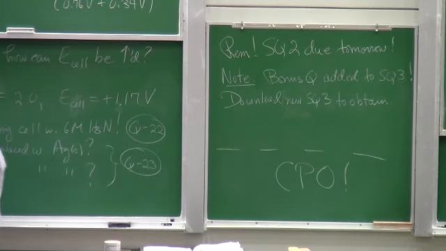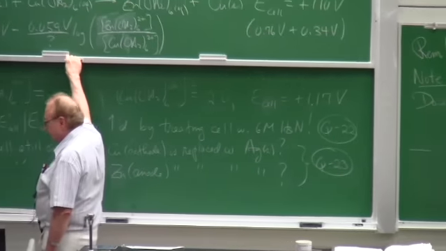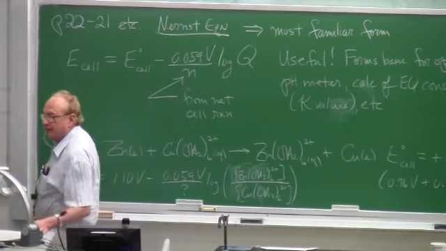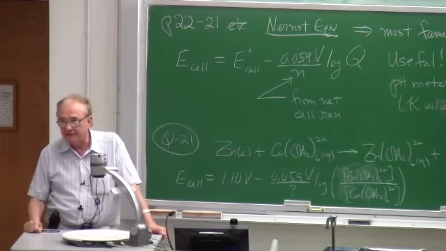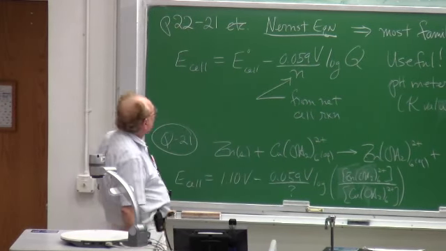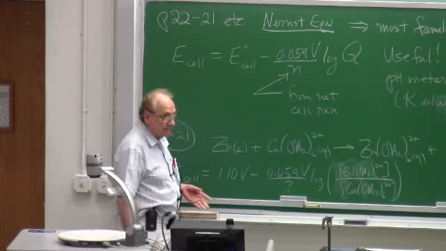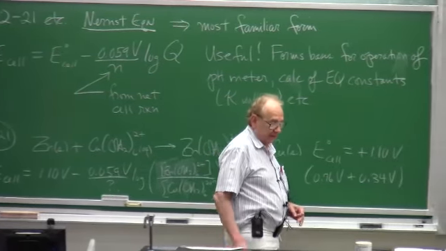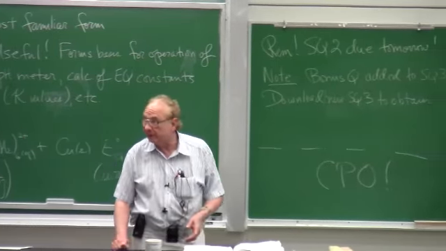Let's now proceed with electrochemistry and, with good fortune, get this stuff wrapped up and plow into chapter 23, which will be our last chapter. We'll not have time for chapter 24, I'm sorry to say. Nernst equation, the second aspect of electrochemical arithmetic. Very important aspect.